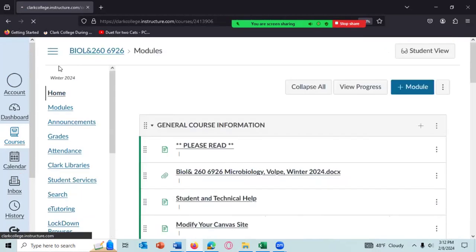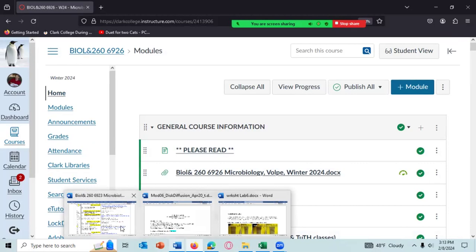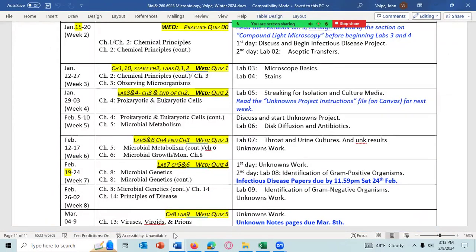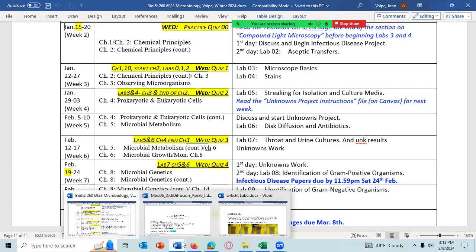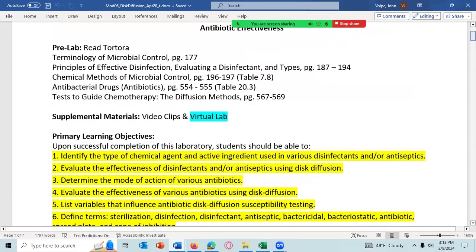Let's go back home here, and now let's talk about the lab for today. Today is February 8th, and we're supposed to be doing lab 6, disc diffusion and antibiotics. Any questions about what we're going to do? I guess I'll leave that up for the lecture later. That doesn't look like I got the right one. Yeah, that is the right one. Sorry. All right. Lab 6.